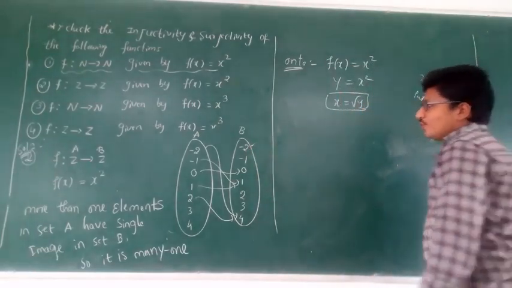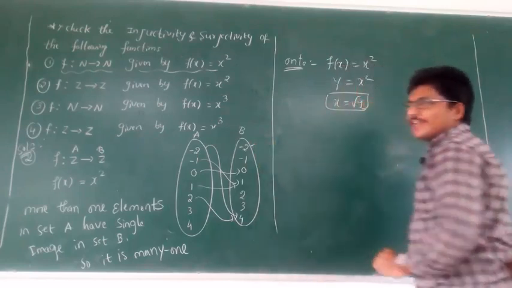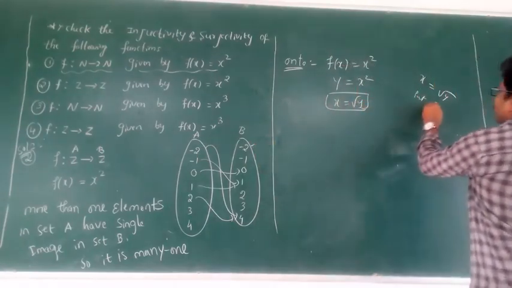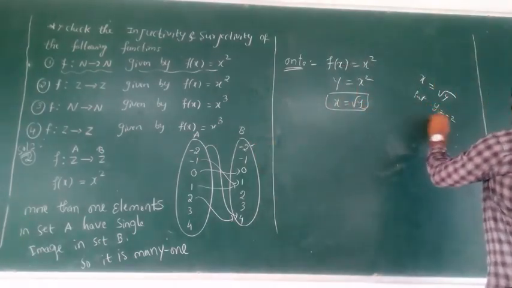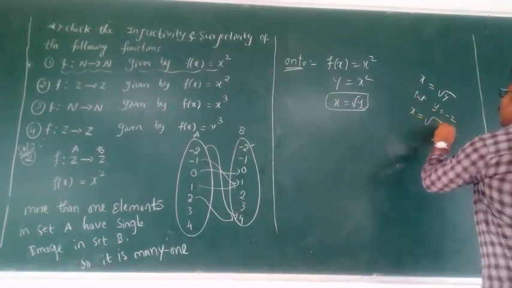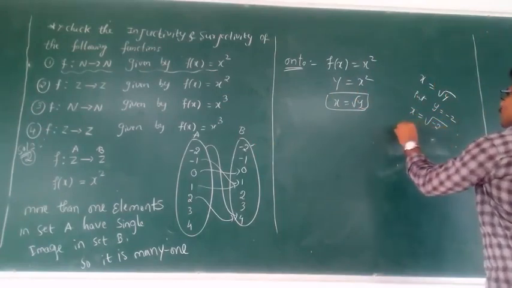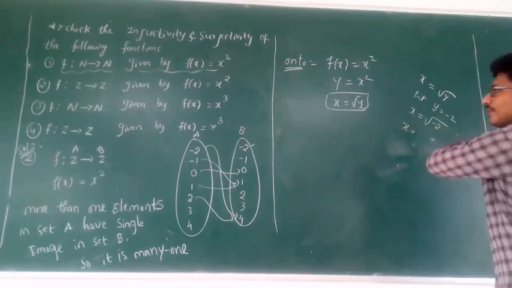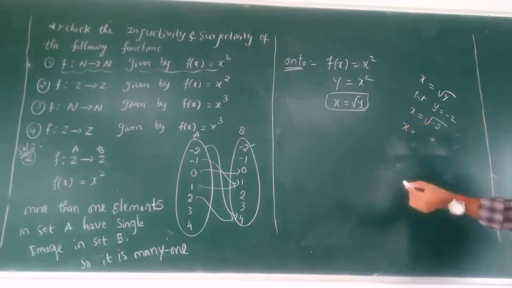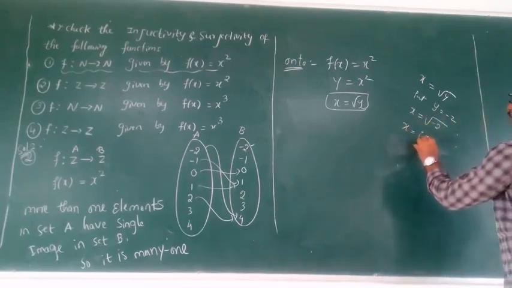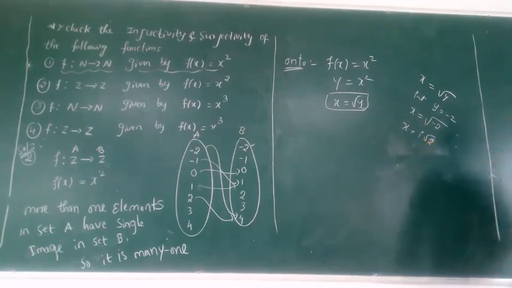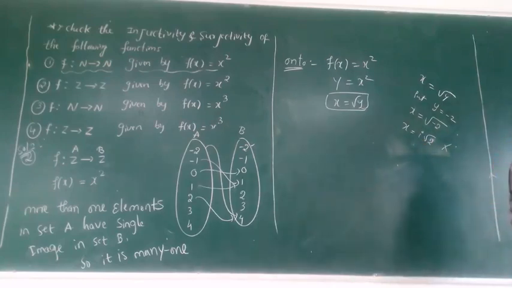Okay, now minus 2 is the only element freely present in the set B. So that one element you have to take, put y is equal to minus 2. What happened? x is equal to root of minus 2. It means that root of minus 1 is i. So x is equal to i root 2. Is this possible? This is not possible because i is a complex number.